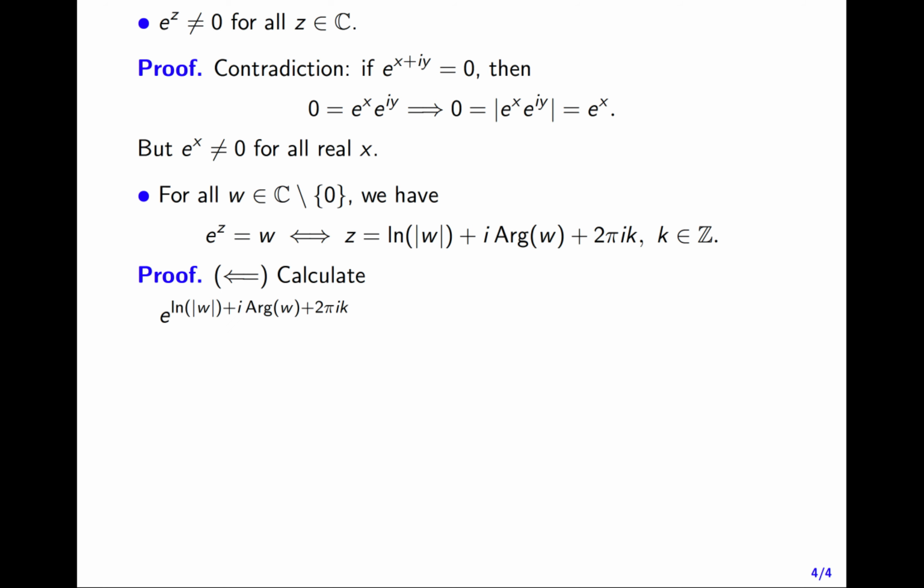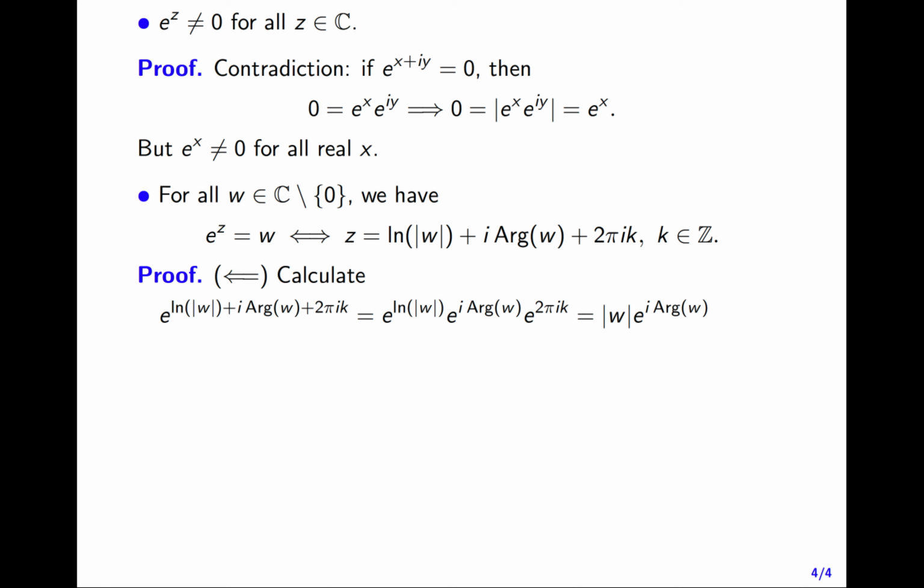We'll do the reverse direction first because it's easier. Let me calculate e to the natural log of modulus of w plus i times the principal argument of w plus 2 times pi times i times k. So this is e to the sum of three things. I'll write this as a product of three things: e to the natural log of modulus of w, e to the i principal argument of w, e to the 2 pi ik.